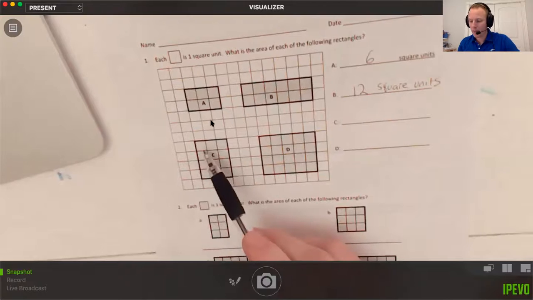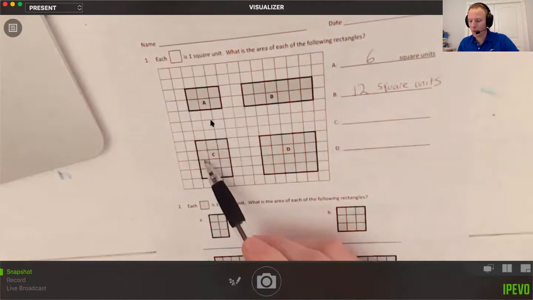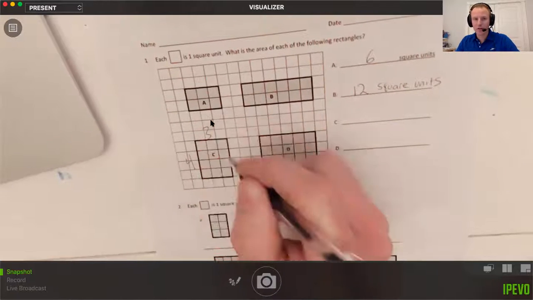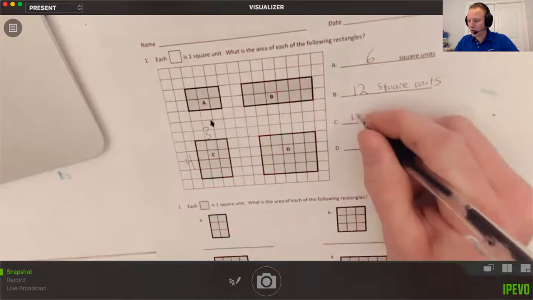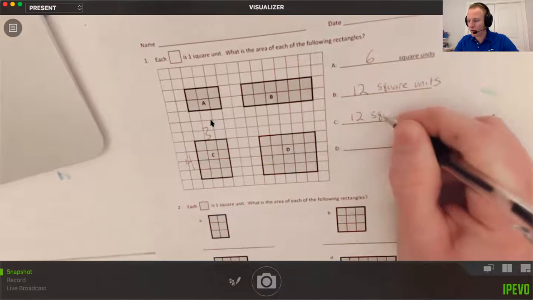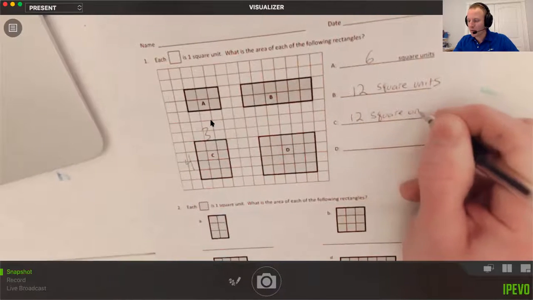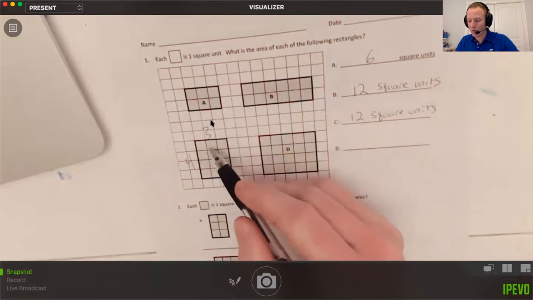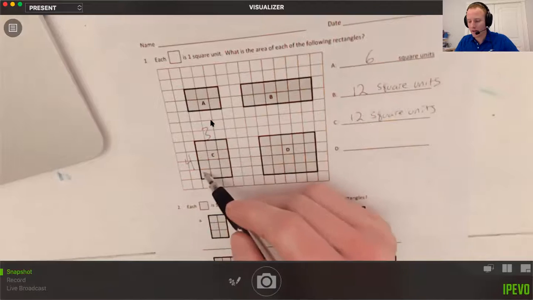Part C has 4 by 3. So I know 4 times 3 is also 12 square units. And maybe it's helpful for you to still go back and double check and count them. So you could go 1, 2, 3, 4, 5, 6, 7, 8, 9, 10, 11, 12.